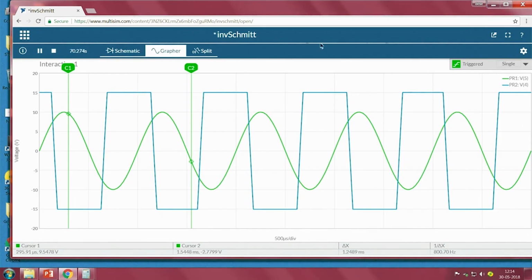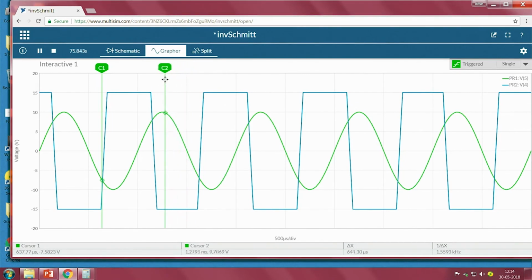Let us observe. I will move the cursor towards the lower threshold value, minus 7.5. It is almost close to minus 7.5, I can see in cursor 1. So, it is going towards plus VCC, which is similar to what we have discussed.